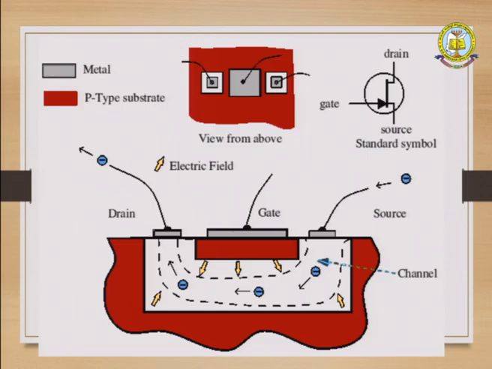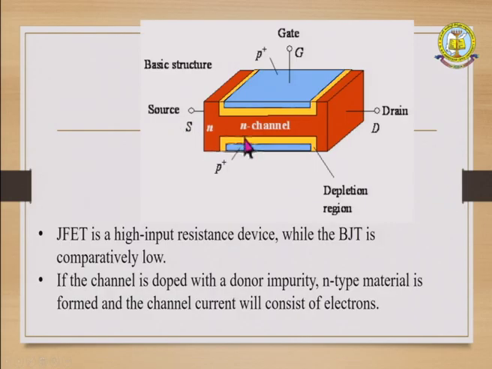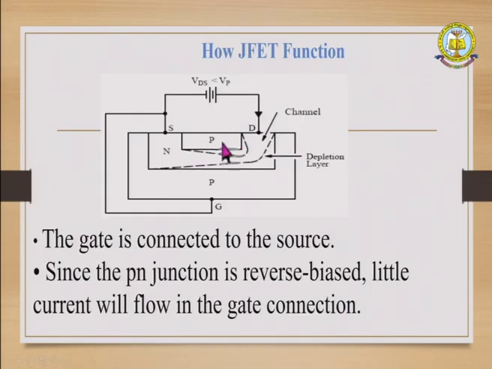Okay, so next to this is the basic structure. Also, I am telling this one, JFET and MOSFET are also the same. Next, the function of the JFET is also the same. Here in the circuit, this one is an NPN transistor, with gate, source, drain. This also has channels and a depletion layer, different types of layers. The gate is connected to the source, the PN junction is reverse biased, and a little current will flow in the gate connection. Okay. So next is UJT.